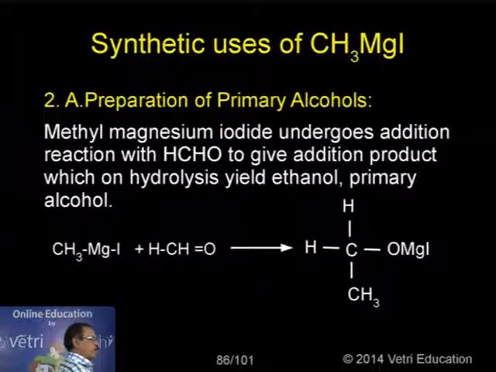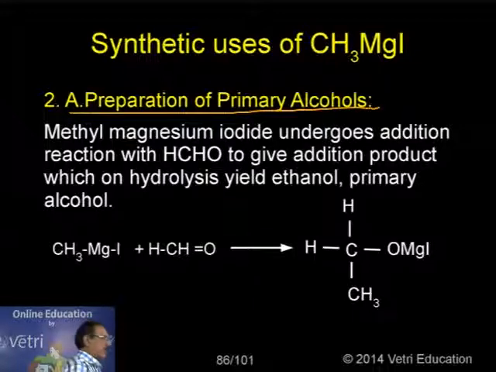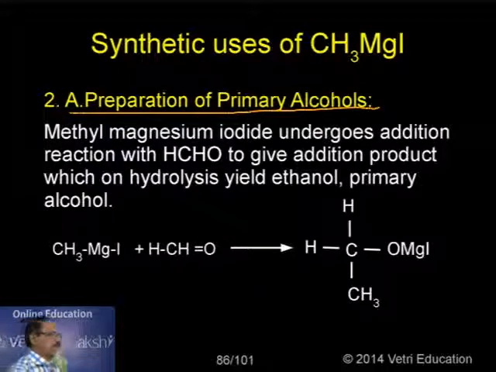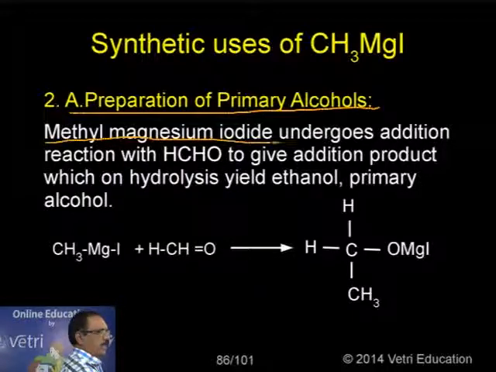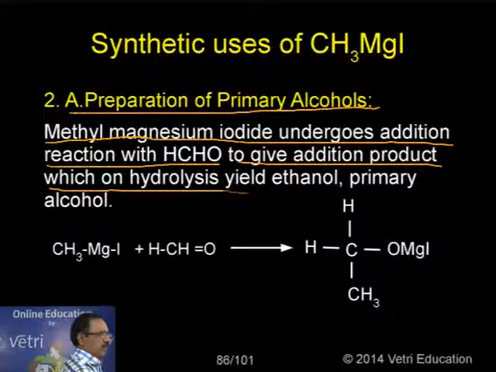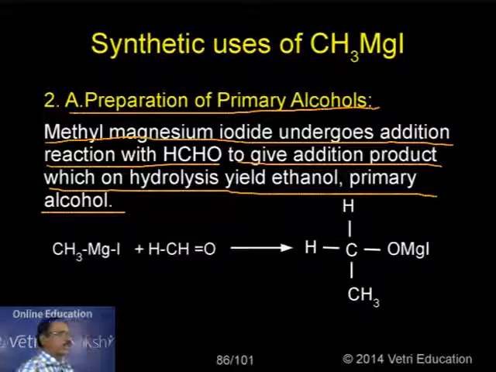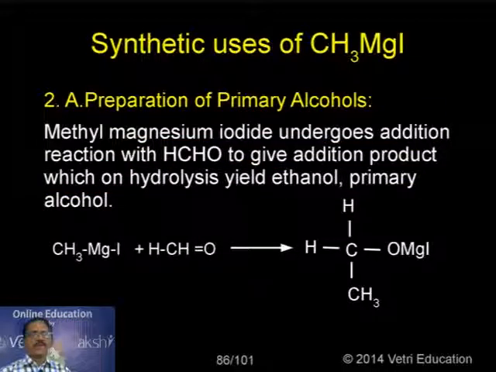Next, the second most important application is preparation of primary alcohol. Methyl magnesium iodide undergoes addition reaction with formaldehyde to give an addition product, which on hydrolysis yields ethanol, a primary alcohol. So this is the most important. Let me give a general idea. Kindly follow, students. Any alcohol you can prepare using a Grignard reagent, but if you want primary alcohol, use formaldehyde. If you want secondary alcohol, use any aldehyde other than formaldehyde. If you want a tertiary alcohol, we have to use a ketone. Depending upon the nature, we have to select a suitable Grignard reagent.